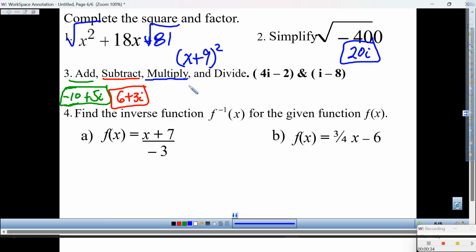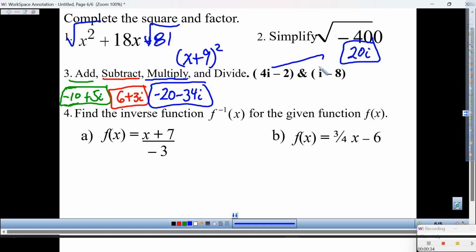Multiplication. What'd you get for the product? Pass someone, Selena. Anthony D., what'd you get? What is it, I'm sorry? -20 minus 34i. Hands if you got that. All right, I sense a disturbance in the force.